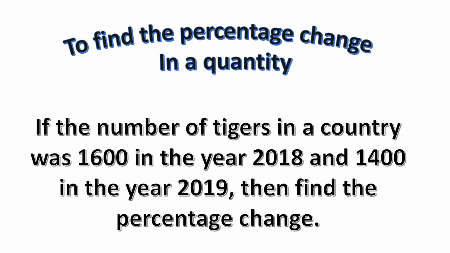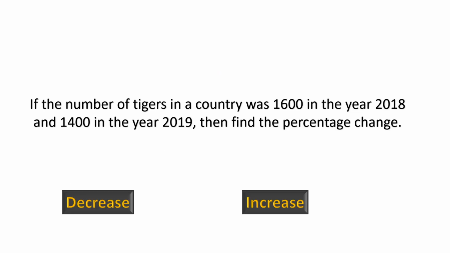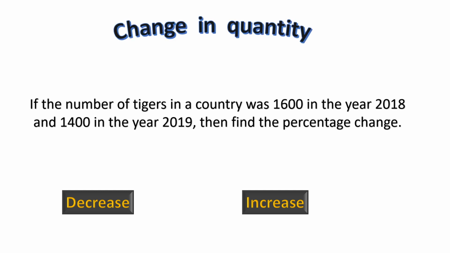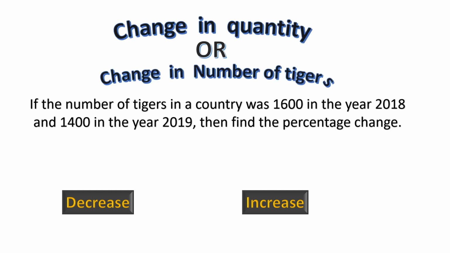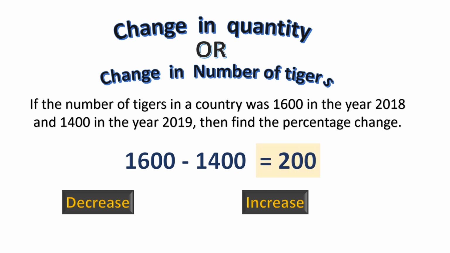Now look at the example very carefully. If the number of tigers in a country was 1600 in the year 2018 and 1400 in the year 2019, we can see there's a change in quantity, or specifically a change in the number of tigers. So first let us find the change in the number. Initially there was 1600 and in the next year there was 1400. The change is 200. Is it an increase or a decrease in the number of tigers? Definitely we can understand this is a decrease.